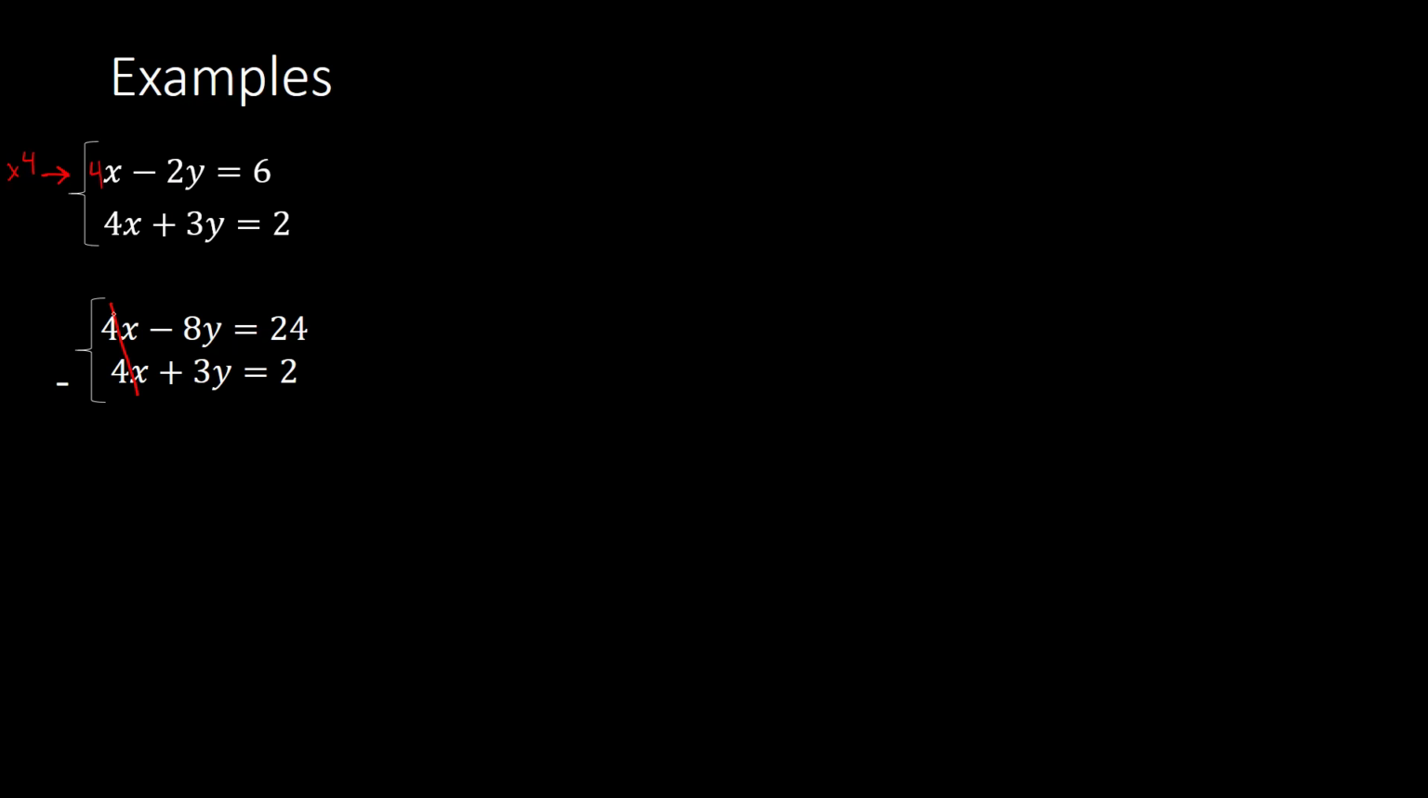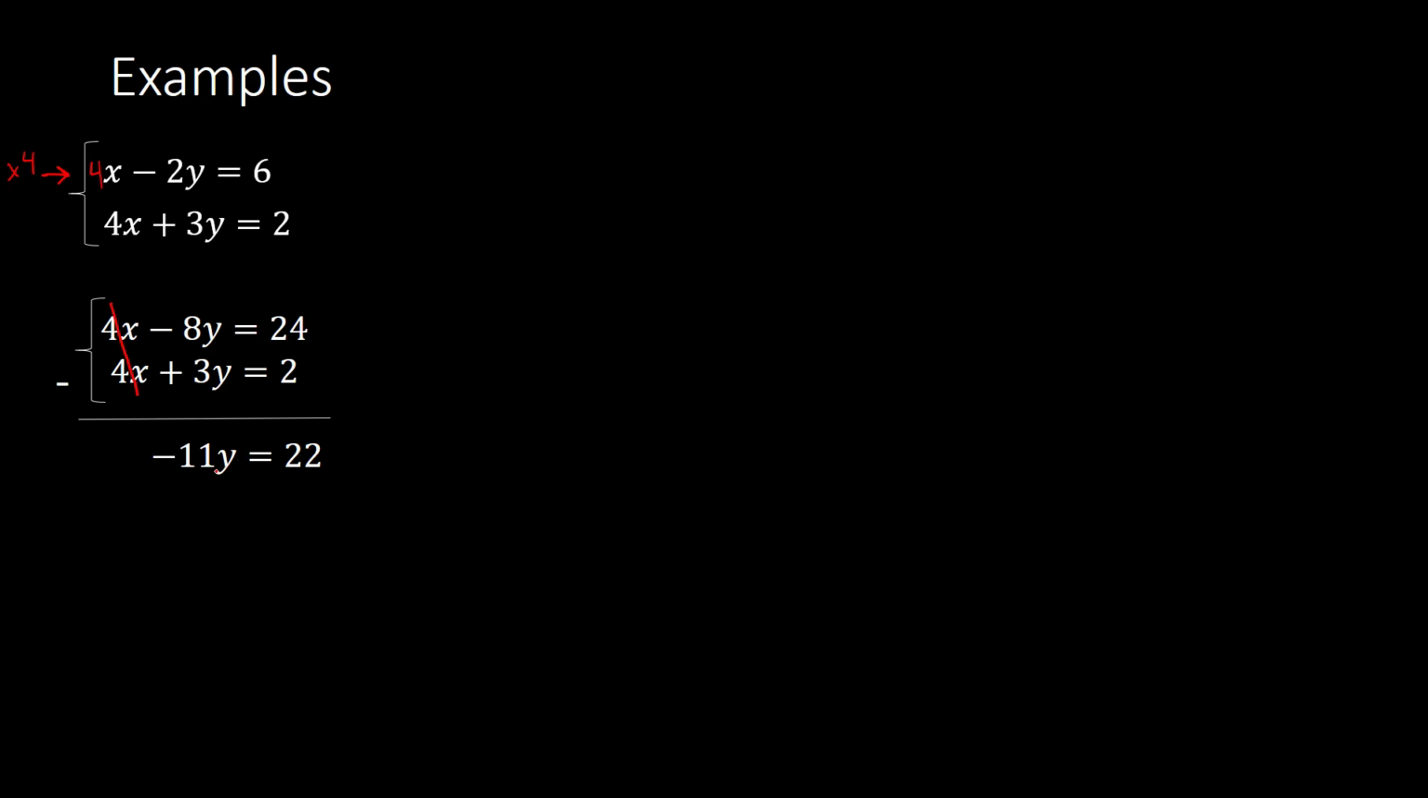So that is my end goal. I want these to cancel, so I'm left with one variable where it's easier to solve. The only thing is, if you're subtracting, be careful when you have the negatives in here, because you have negative 8y minus 3y, which would give you a negative 11y. And then 24 minus 2 would be 22.